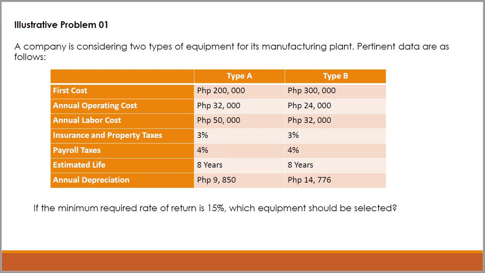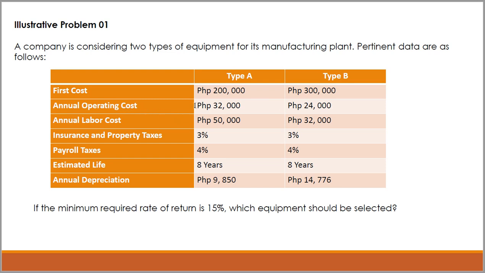So a company is considering two types of equipment for its manufacturing plant. Pertinent data are as follows. So we have two types of equipment. We have type A and type B. So type B for the initial cost or first cost is more expensive by about 100,000. So a difference of 100,000. And we have the annual operating cost natin.